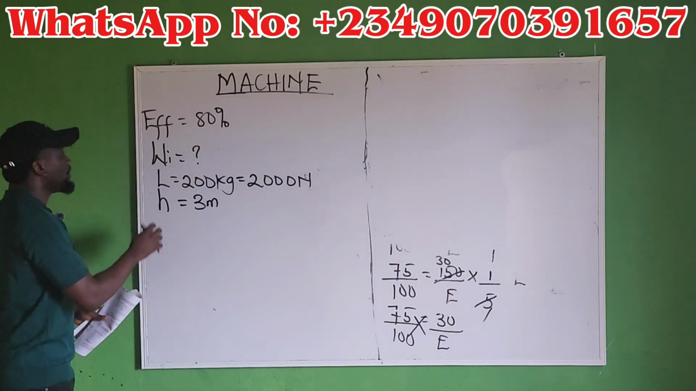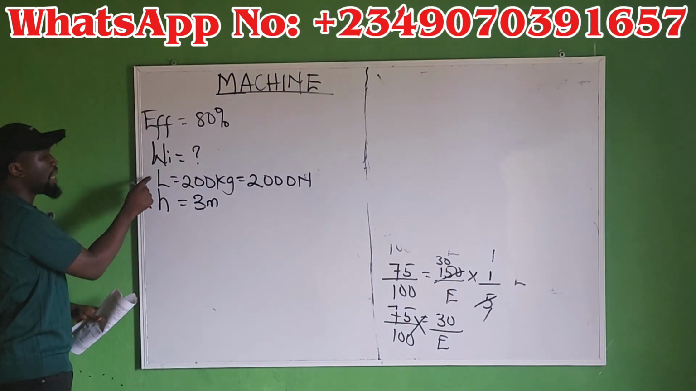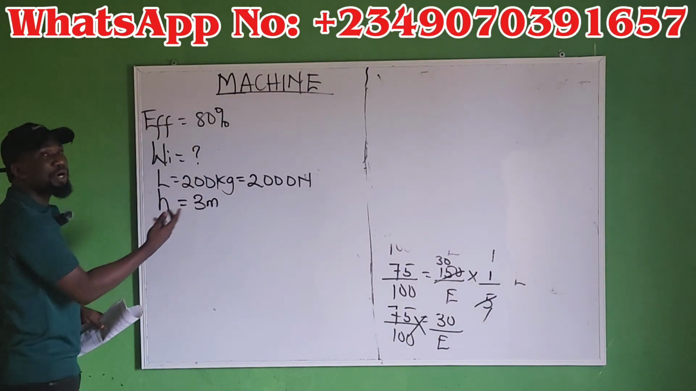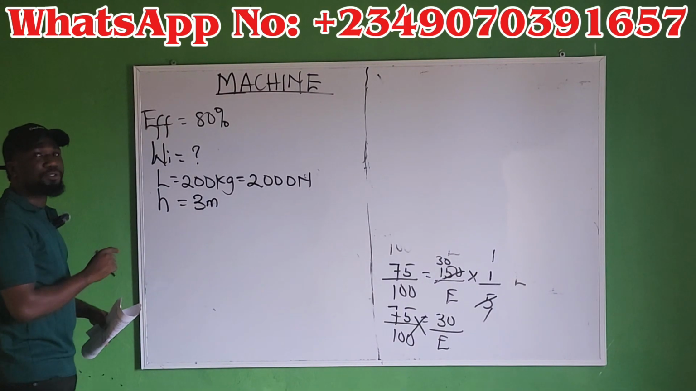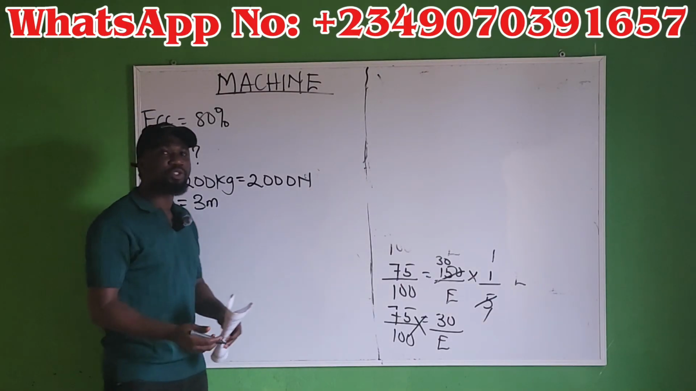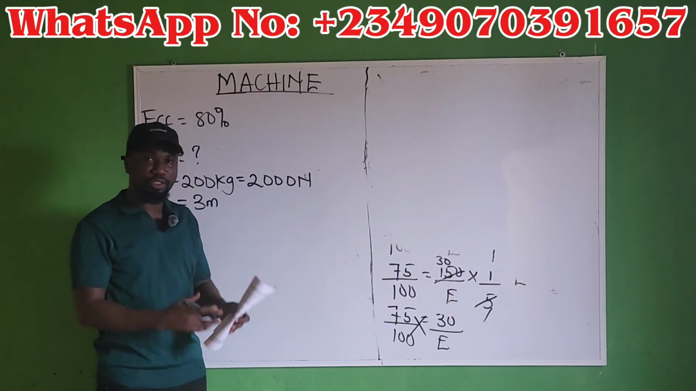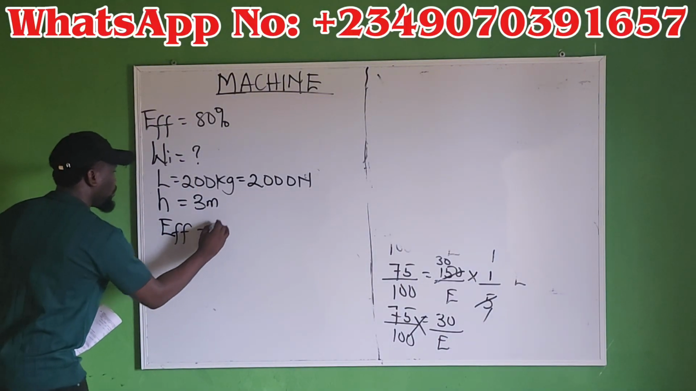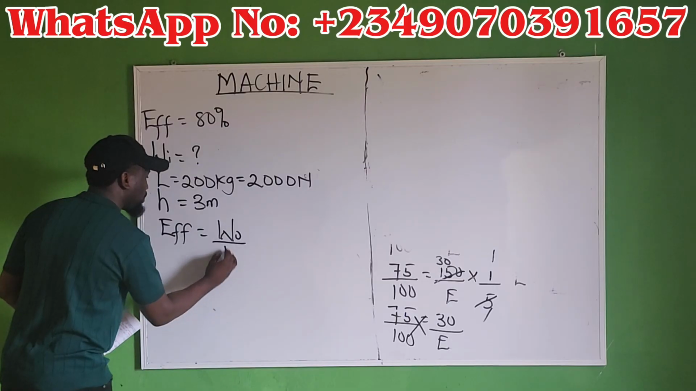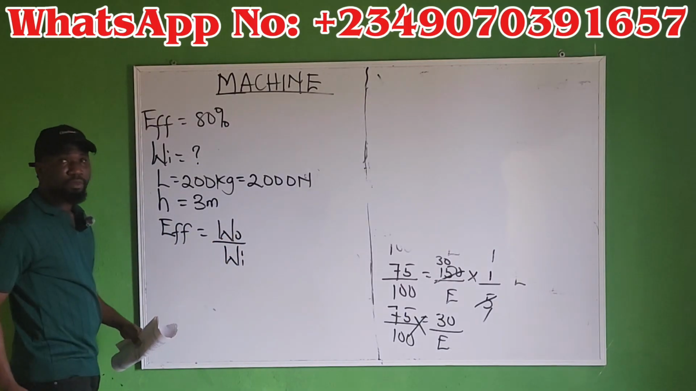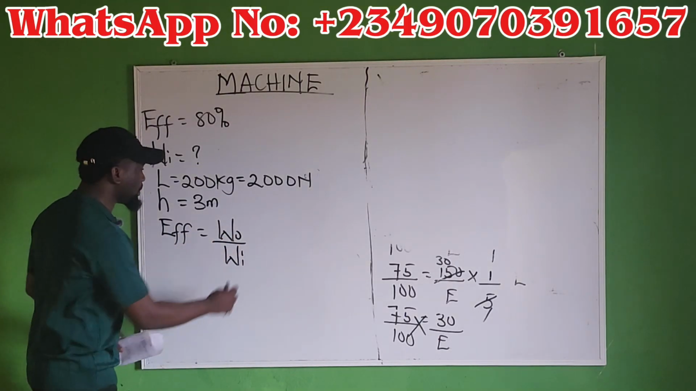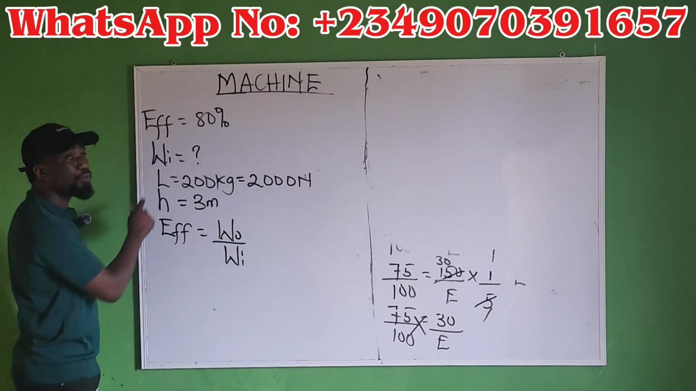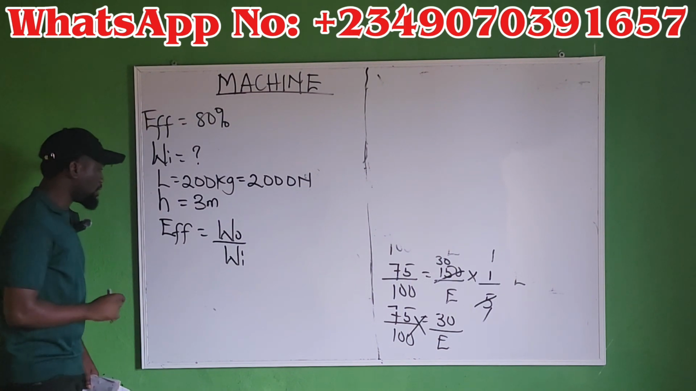So for me now, we have efficiency, we have the load, and then we have the height given to us. Which formula are we using, since we want to get work input? We are not going to use efficiency to be mechanical advantage over velocity ratio. No, we are going to use efficiency to be work output over work input. If you are looking for efficiency, that will give us multiplied by 100%. But in this case, we want to get work input. Do you understand? All right.